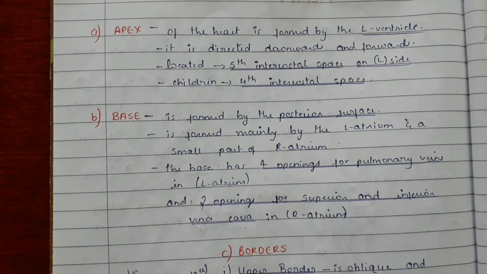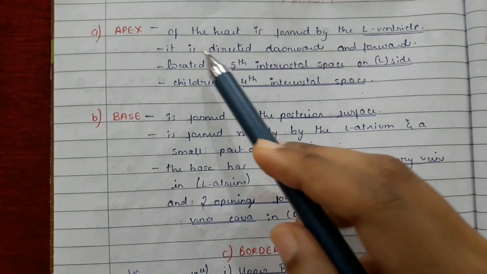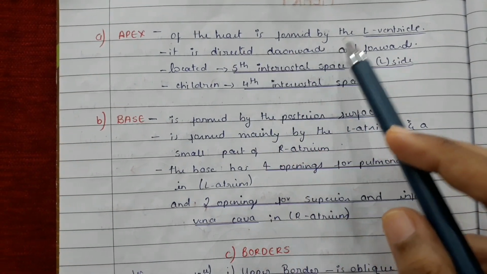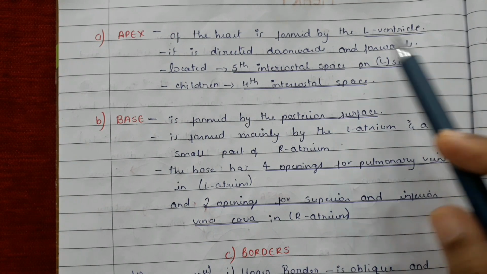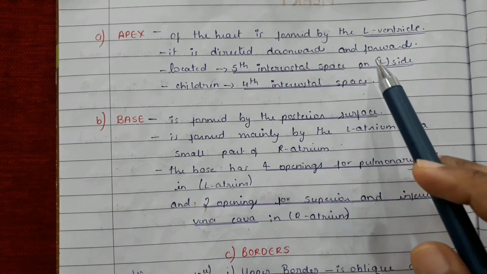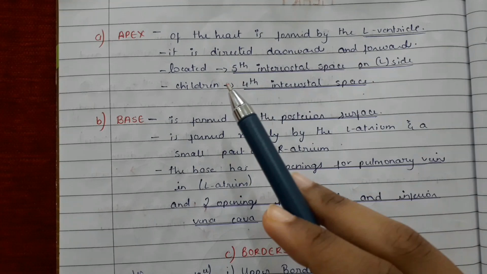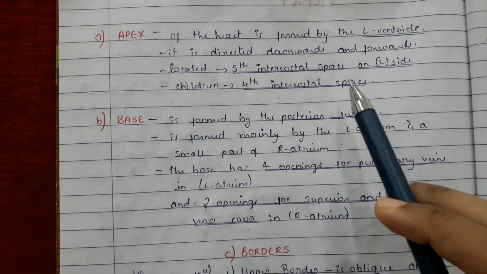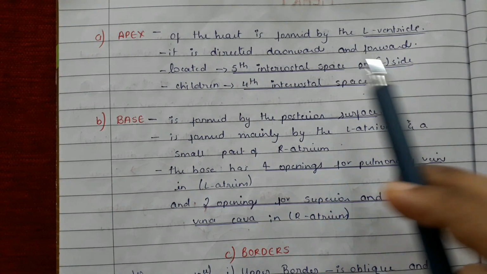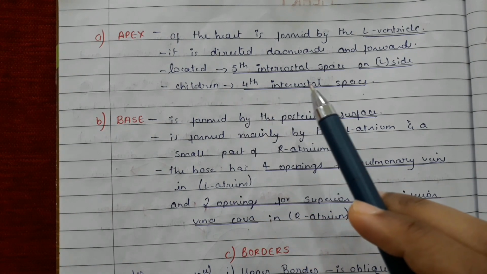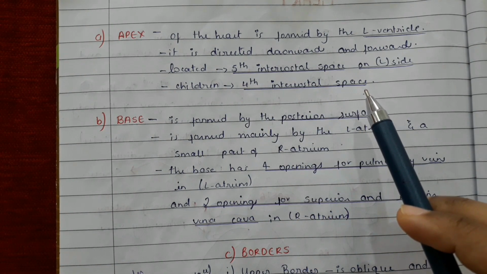So first let's see the apex of the heart. The apex of the heart is formed by the left ventricle. It is directed downwards and forwards. It is located in the 5th intercostal space on the left hand side, and in children it is located in the 4th intercostal space.